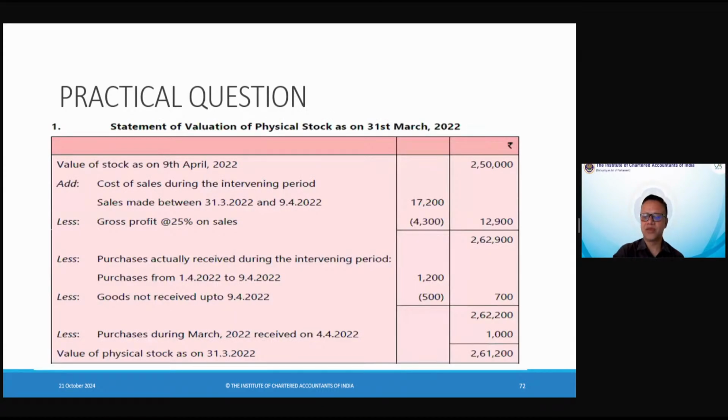So in this way, once we got this calculation, what you do is value of stock as of 9th April is closing stock, 2,50,000. Then we have to find the cost of sales.